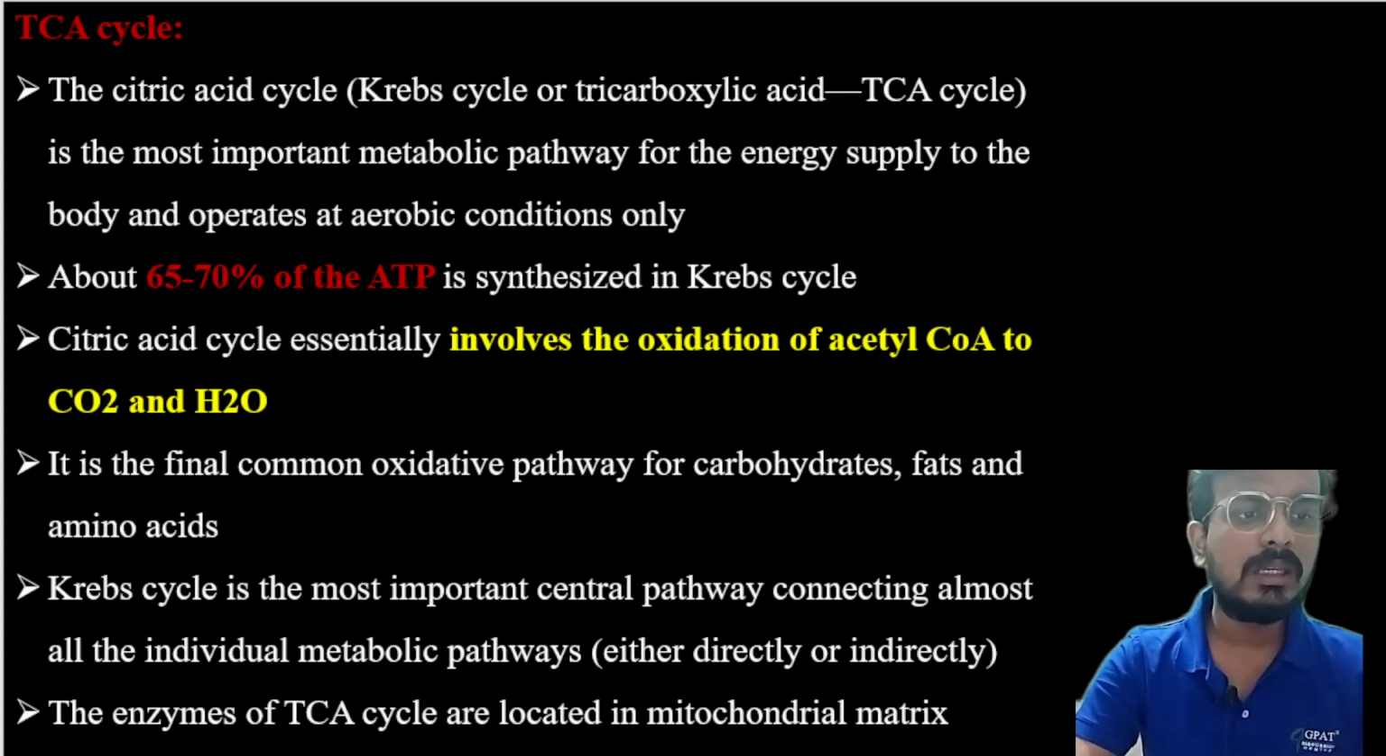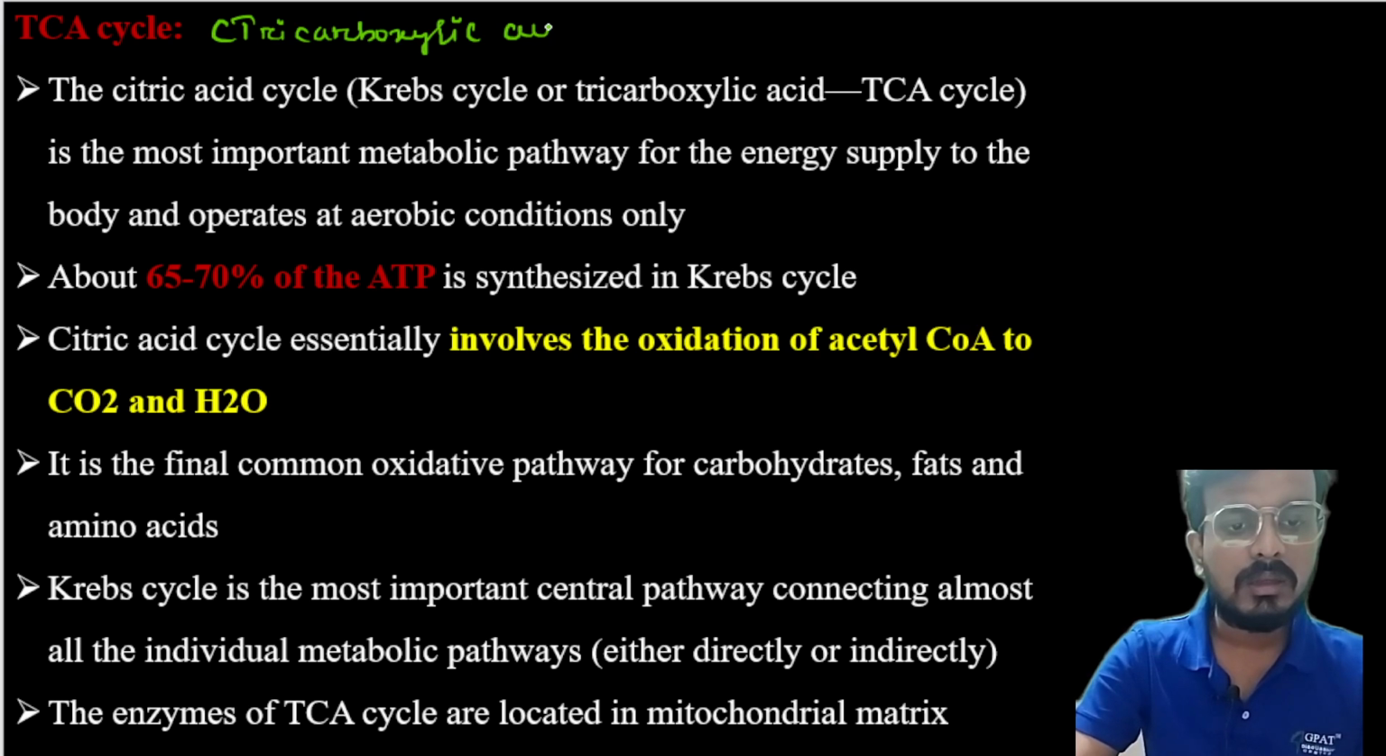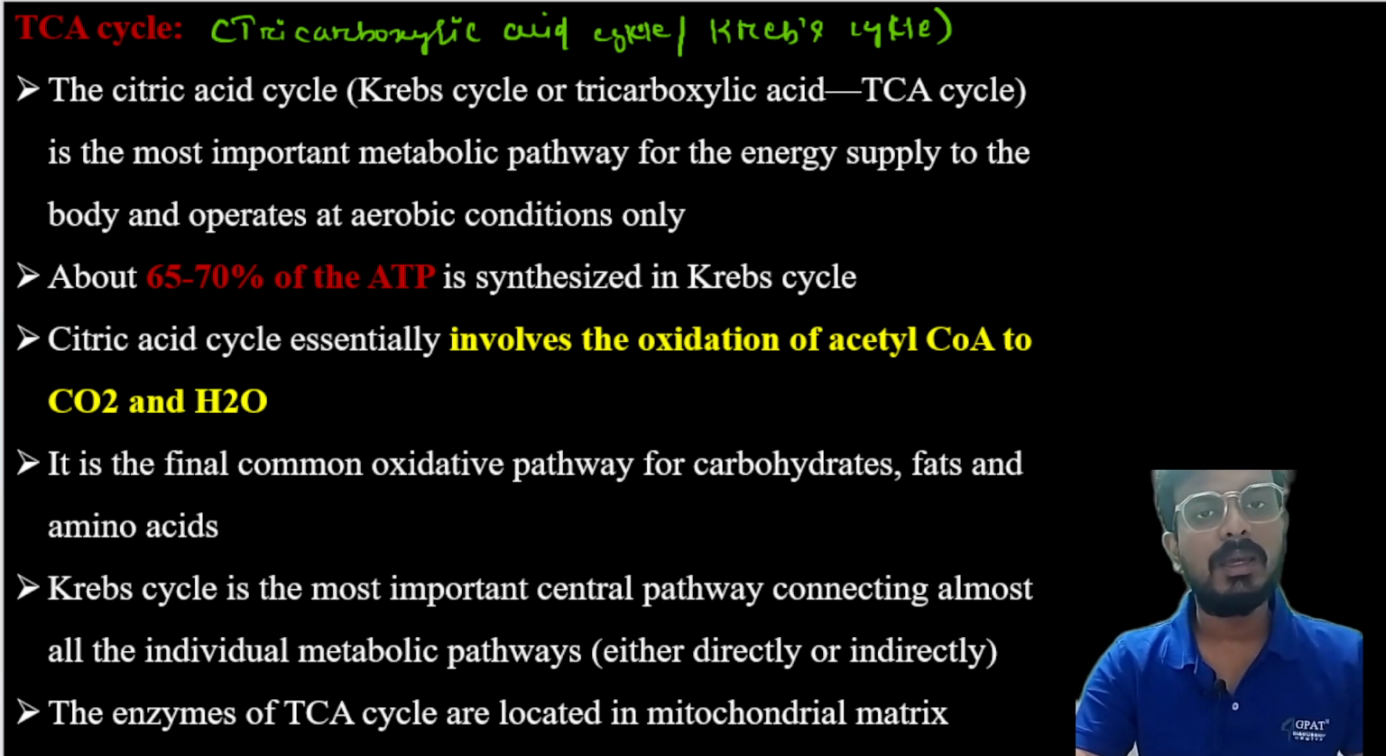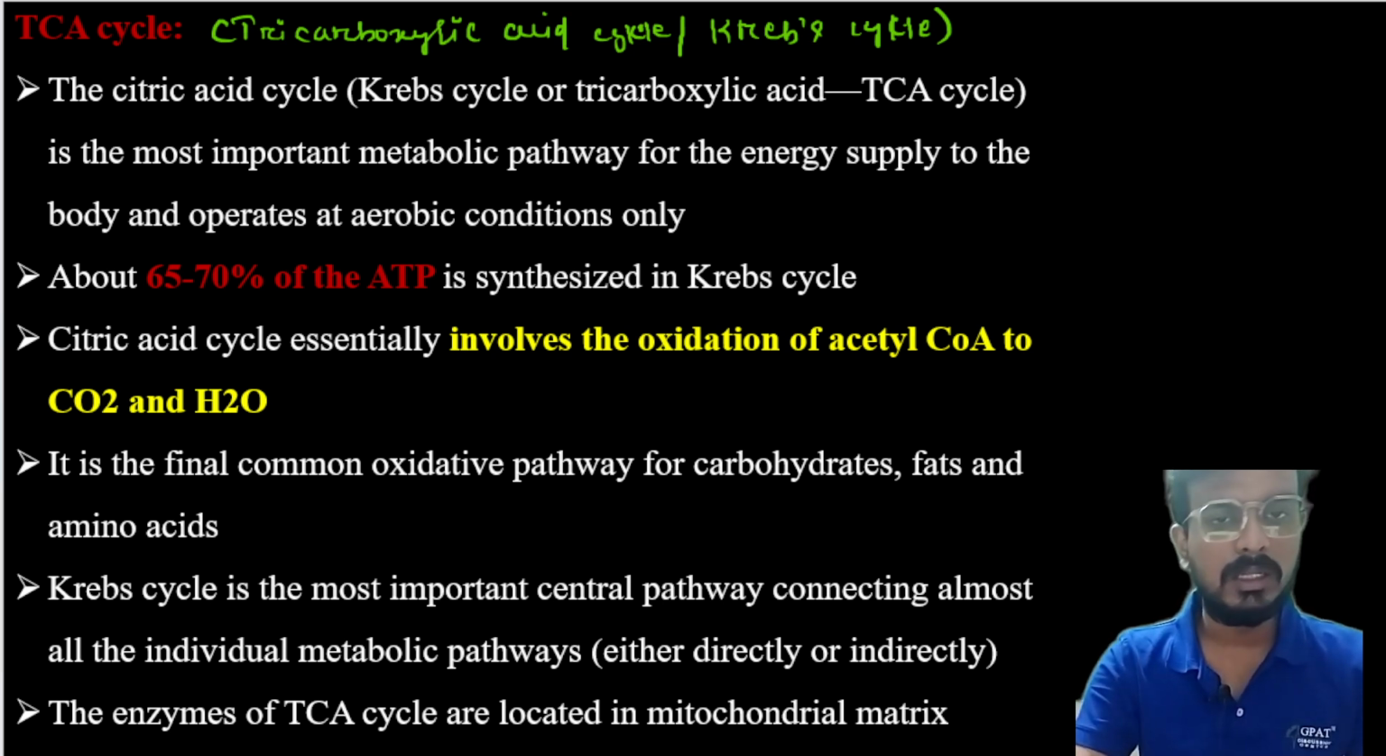As you know, TCA is also called the tricarboxylic acid cycle, or also known as the Krebs cycle, because this cycle is a concept given by Hans Krebs, one of the scientists. By his name, we call this cycle the Krebs cycle. So this is also known as the citric acid cycle, Krebs cycle, tricarboxylic acid cycle.